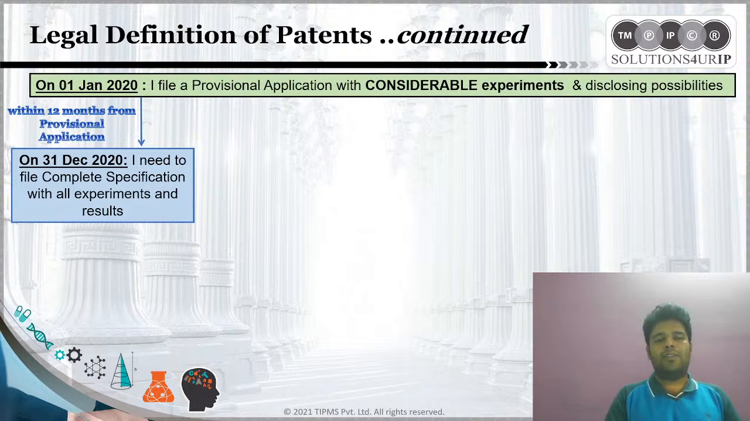Then from the filing date of the provisional patent specification, within 12 months, you have to file your complete specification.